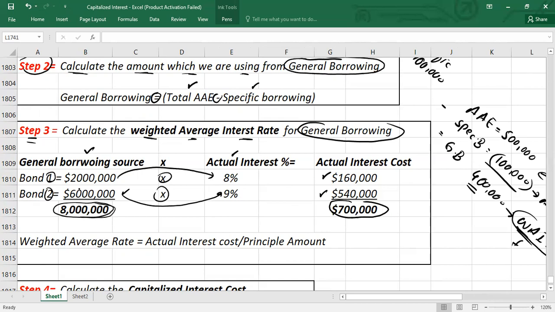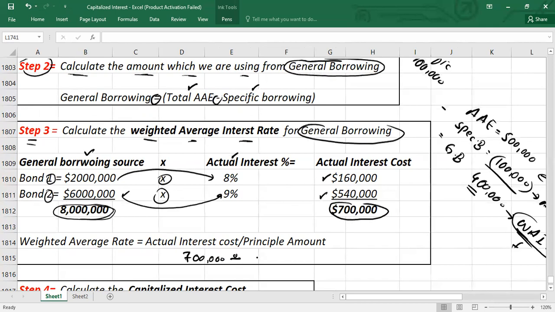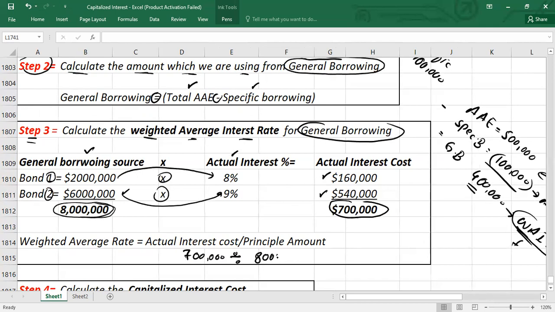Now I want to calculate the weighted average interest rate. How will I calculate it? I will take the actual interest cost, which is $700,000, divided by the principal amount, which is 8 million. So I will divide, and I will get the weighted average interest rate. And this rate I need to use for general borrowing. Okay, so once this is done, step number 3 is done.